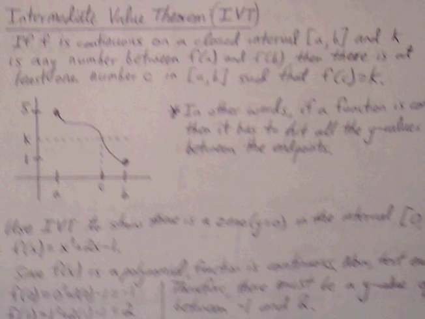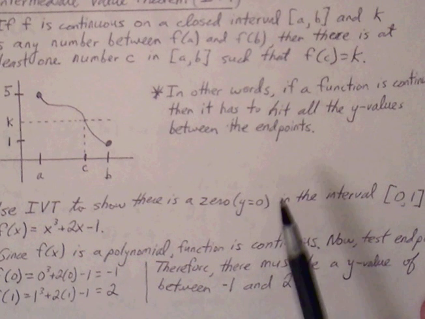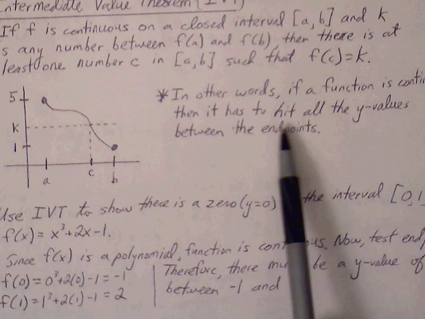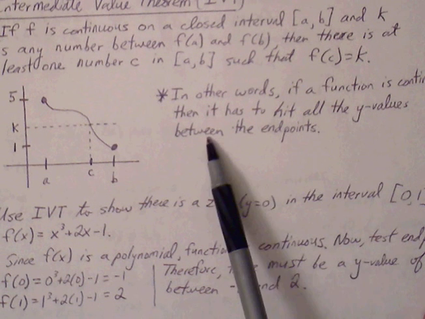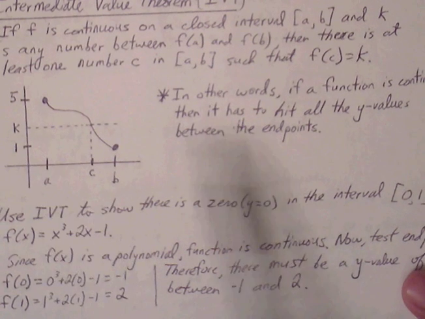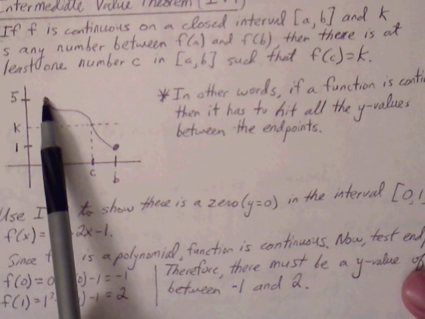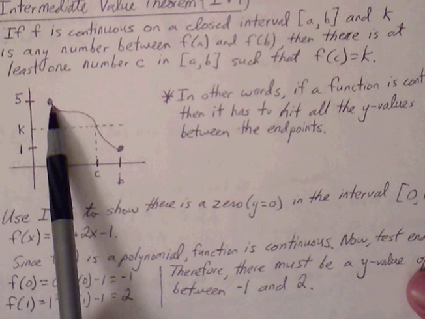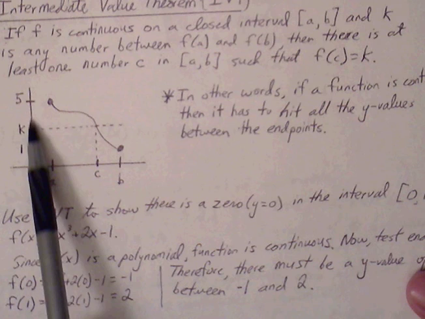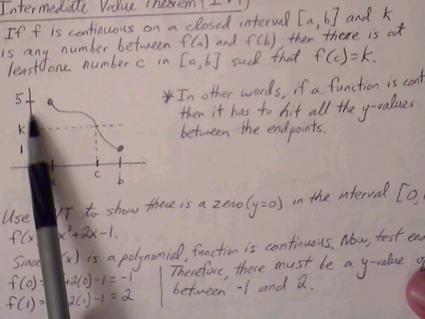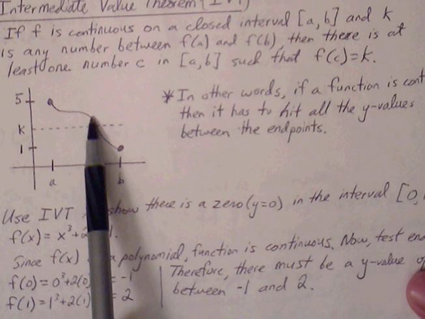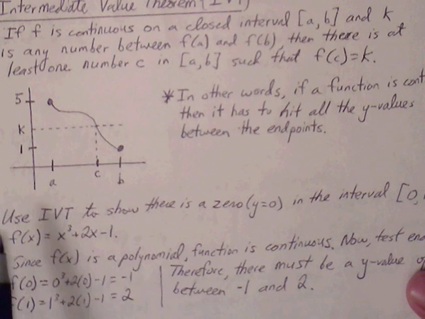So in other words, what this is saying is if a function is continuous, so in this case we see the function is continuous between a and b, then it has to hit all the y values between the endpoints at least once. So in this case, our endpoints are at y value of 5 and a y value of 1. So we know that because the graph is connected, all the y values between 1 and 5 have to be reached by the graph at least once, right?